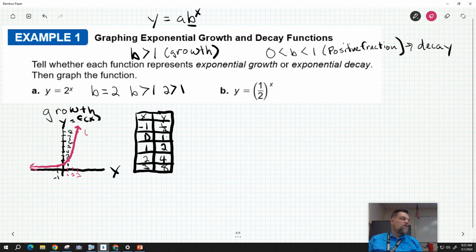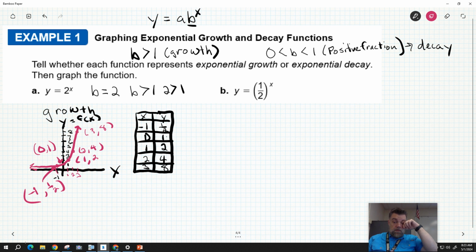And then you should label these. This is 3, 8. This point right here is 2, 4. This point right here is 1, 2. This point right here is 0, 1. And then this point right here is negative 1, 1/2. Okay?